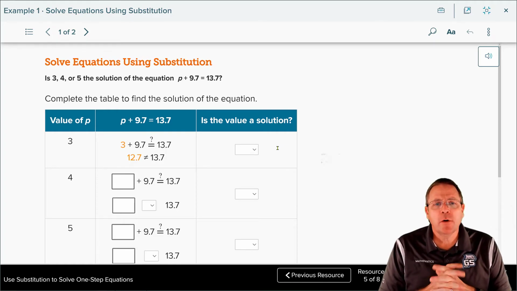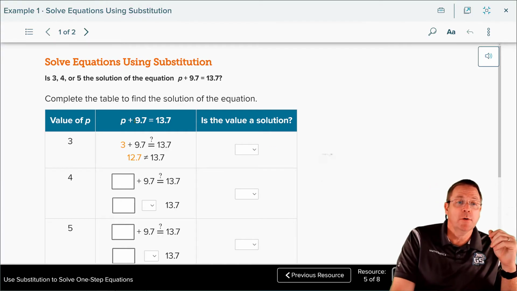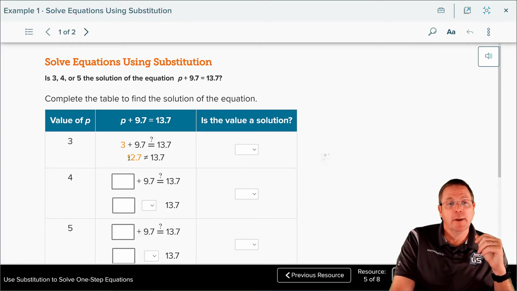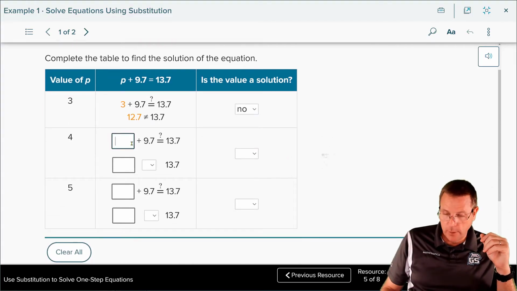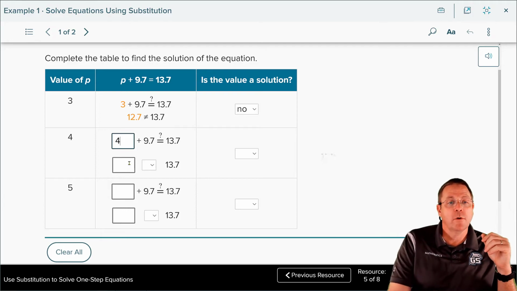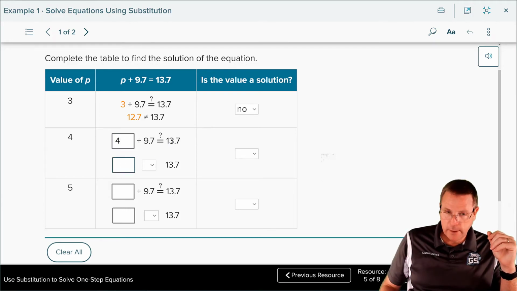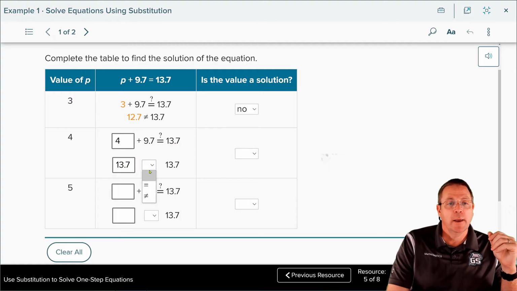And after all that talking, we finally get to actually do some work here. Is 3, 4, or 5 going to be the solution for p plus 9.7 is equal to 13.7? Well, when they plugged 3 into p plus 9.7, it gave them 12.7. That was not equal to 13.7, so that's going to be no. Next number we're going to plug in is 4, and 4 plus 9.7, well, that's going to give me 13.7, and that does equal it, so that one's going to be a yes.